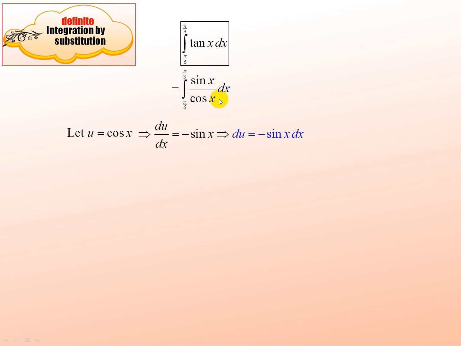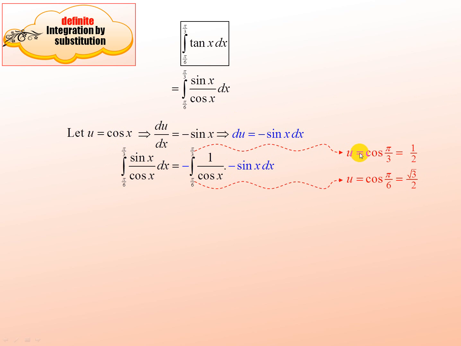So we're now going to change that to the form where we have negative sine x dx at the end. The sine was there, but the negative wasn't there. So we put a negative there, so it's still really the same as that. Now we can do our substitution, but remember that when we substitute, we need to deal with these numbers there and there. So u equals cos of pi by 3, which is a half, and u equals cos of pi by 6, which is root 3 over 2.